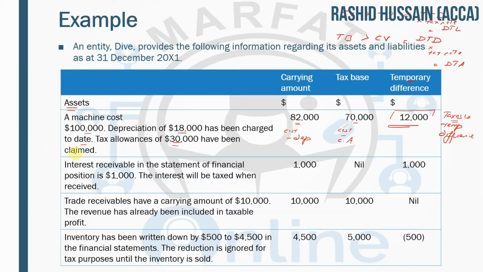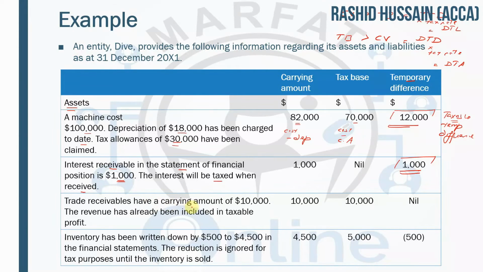All right, another example. Interest receivable in the statement of financial position is 1,000. Interest will be taxed when received. Now, interest receivable belongs to the current year, so what is going to be the double entry? Debit interest receivable, credit profit or loss, because we already recorded that as income. So the carrying amount is 1,000, but the tax base is nil because the taxation authority is not going to consider it until it is received. So again you have a temporary difference of 1,000.